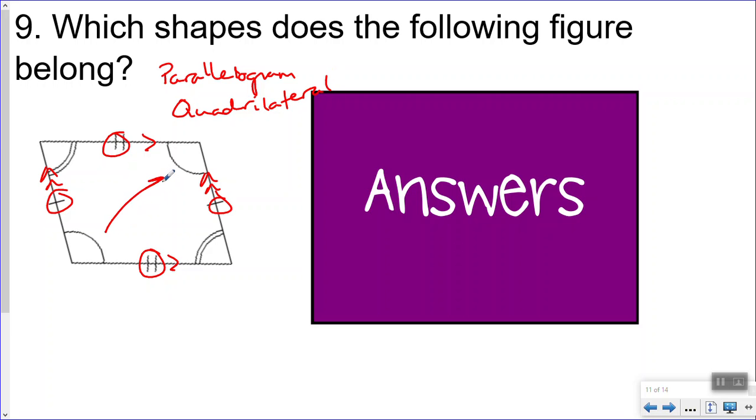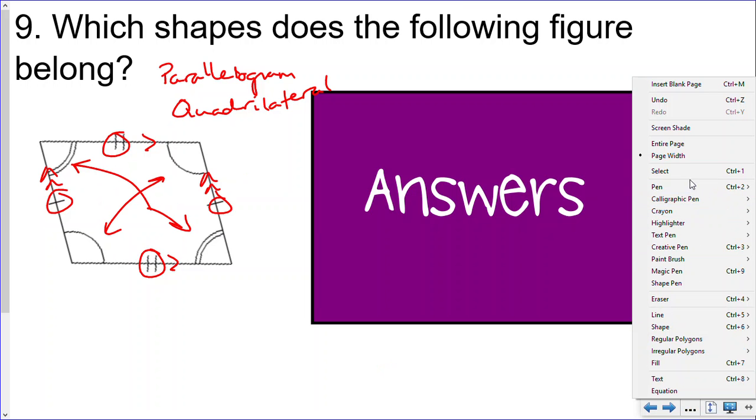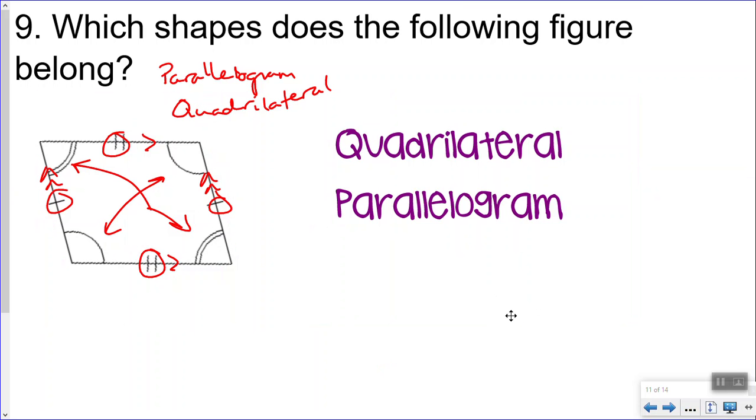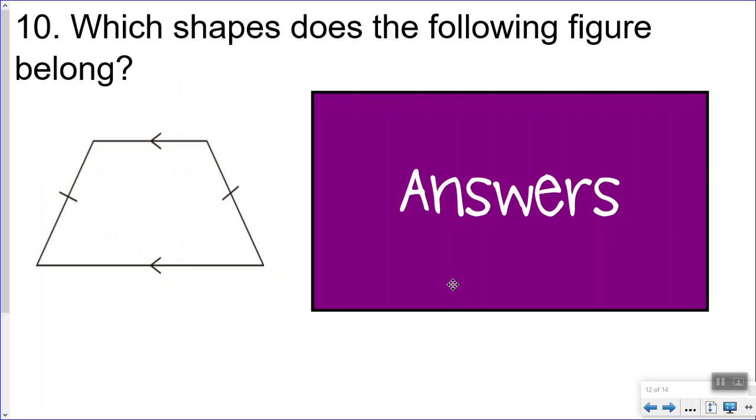I can see here that the opposite angles are congruent, but they're not all congruent, so it's not a rectangle or a square. The sides aren't all the same, so it's not a rhombus. And I have two pairs of parallel sides, which means it cannot be a trapezoid. So our only answers here are quadrilateral and parallelogram. All right, go ahead and pause the video and see if you can identify this shape.